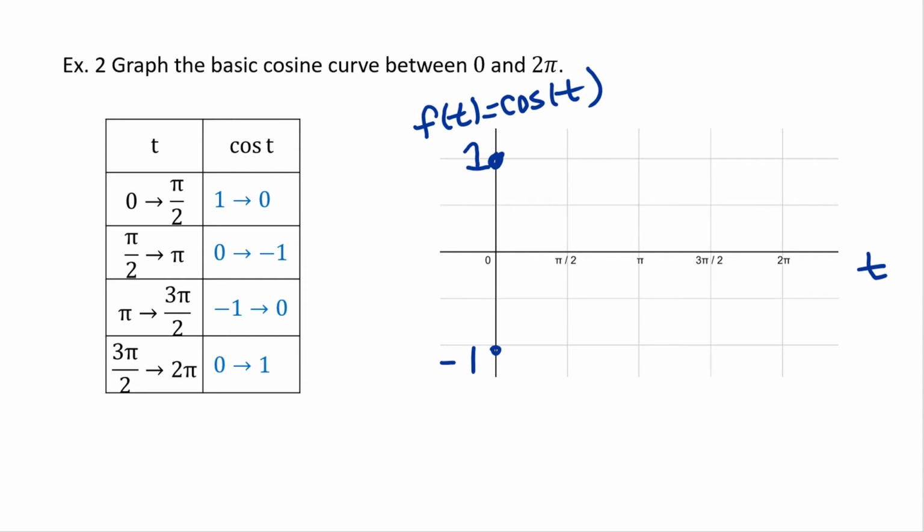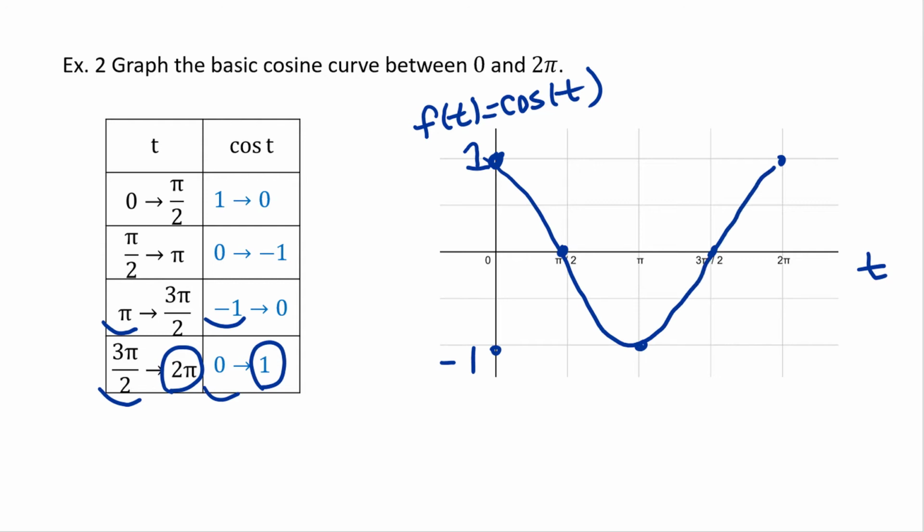At pi over 2, the corresponding ordered pair is pi over 2, 0. And then at pi, the corresponding function value is -1, so pi, -1. At 3 pi over 2, the corresponding function value is 0. And at 2 pi, the corresponding function value is 1. Then we'll connect these points, attempting to keep a sinusoidal wave. And so that is one period of the graph of the cosine function.